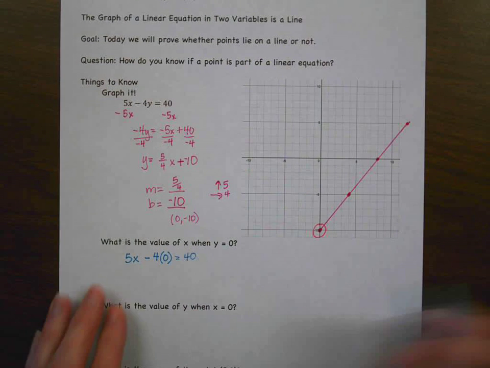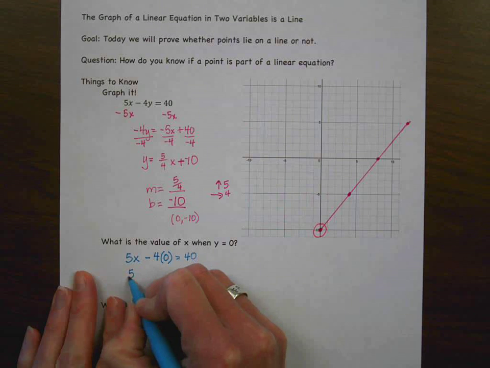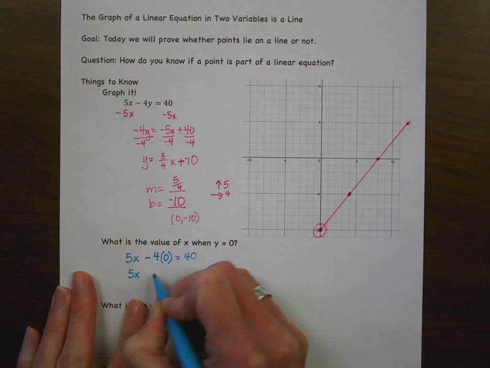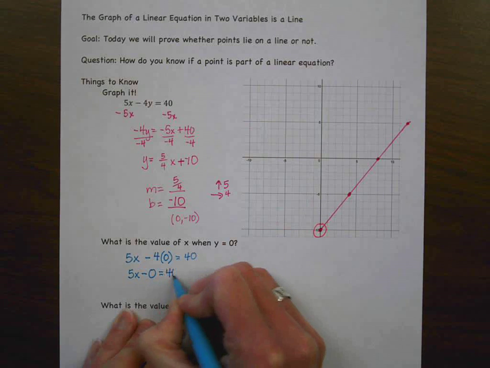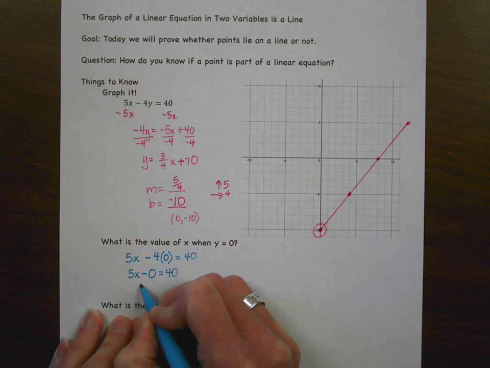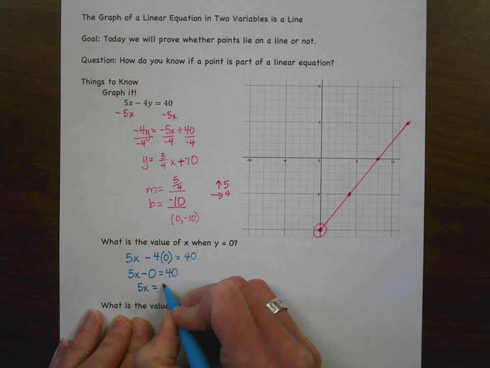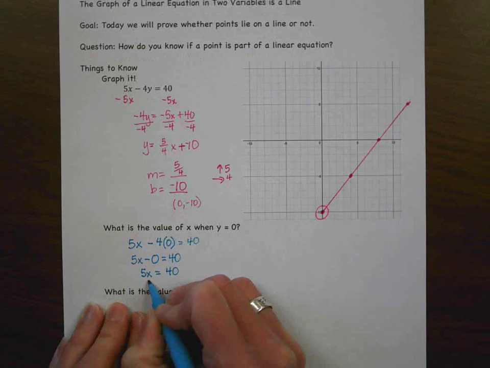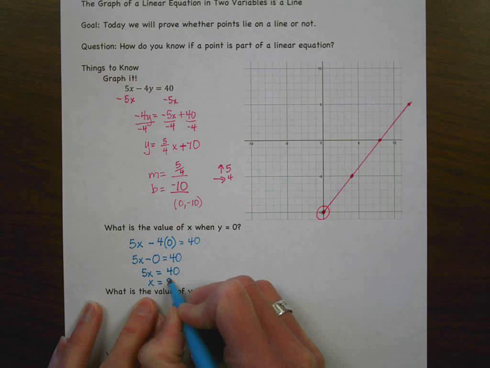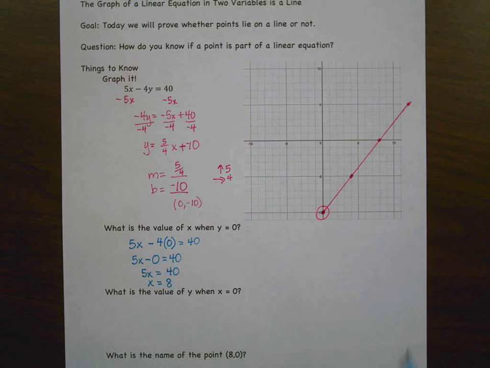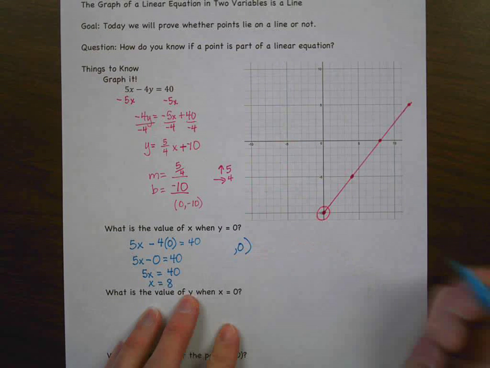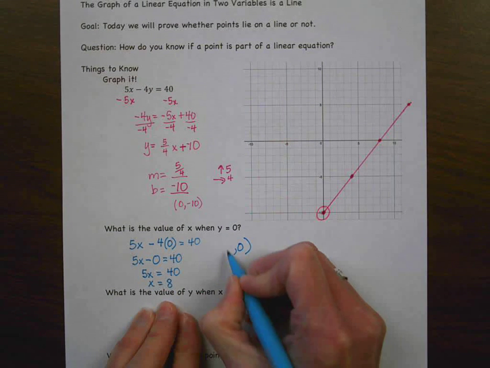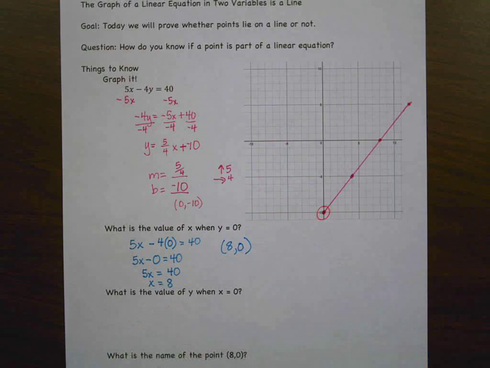And now we're just going to find out some information. So 5x minus 0 times 4 is 0, so I have minus 0 equals 40. Well, 5x minus 0 is still 5x equals 40, and then I know that x has to be 8. So now I have determined that when y is 0, so the 0 goes in the y spot, my x is going to be 8.